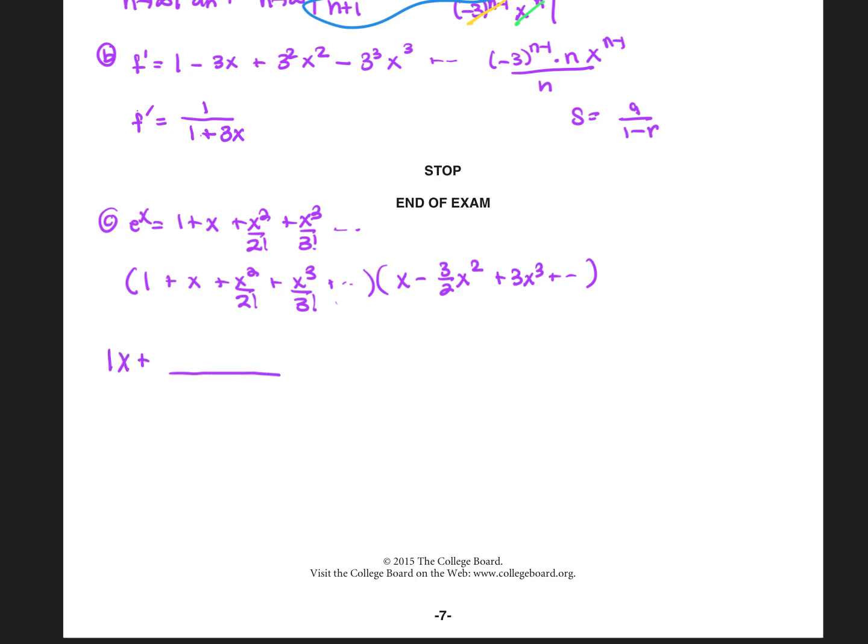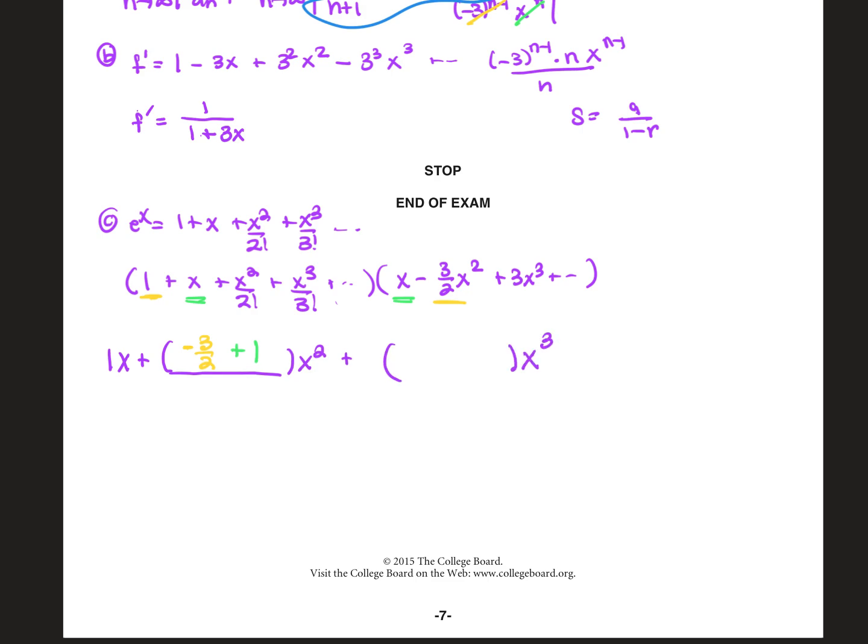The next thing I'm going to look at is how many different ways can we get the x squared. So if I take 1 and multiply it by over here, we're going to get x squared. So that coefficient in front would be minus 3 halves. And if I multiply this x by this, I'm also going to get x squared. Its coefficient in front is 1. And then lastly, we're going to look at how many different ways we can get x cubed.